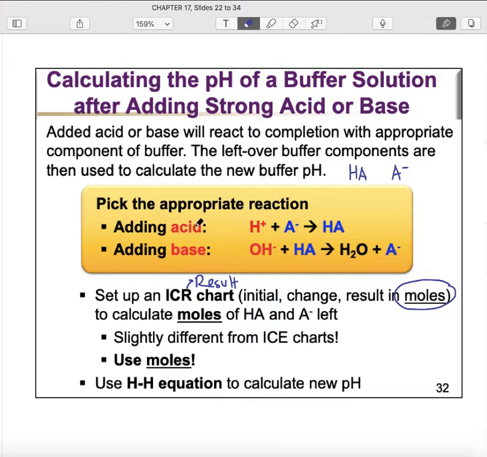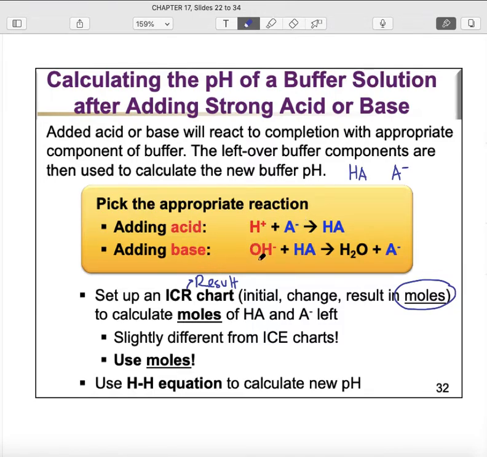So if I add acid, let's say HCl, out of which H plus is the important part, that H plus is going to react with the basic portion of my buffer, which is the A minus. When they react, the only product that can come out of that is the HA, the acid basically, right? They come together to form HA. So this is the equation that we would utilize whenever we are adding acid.